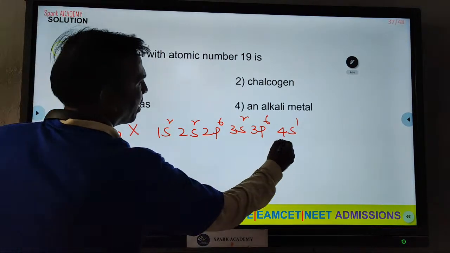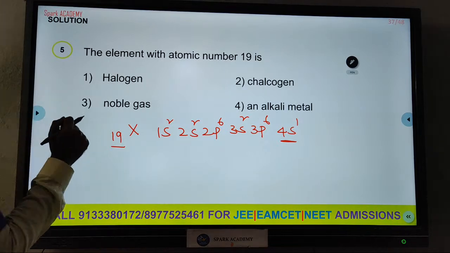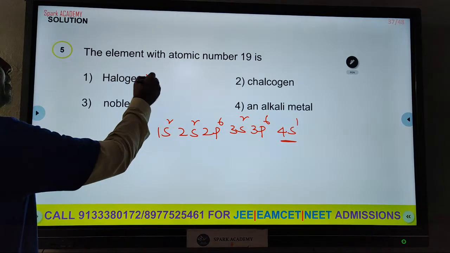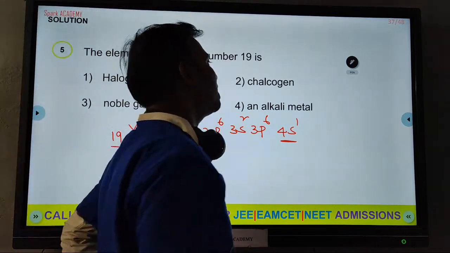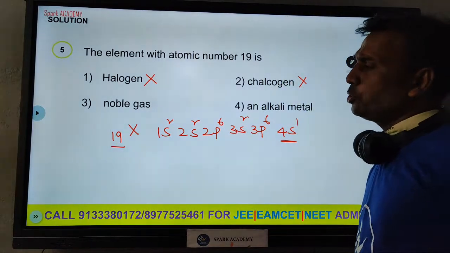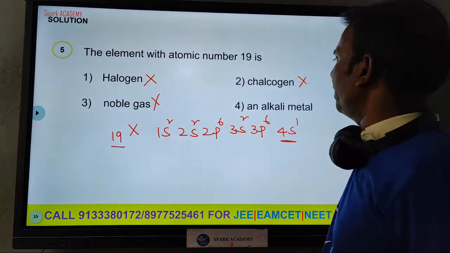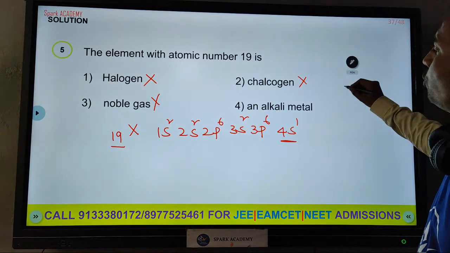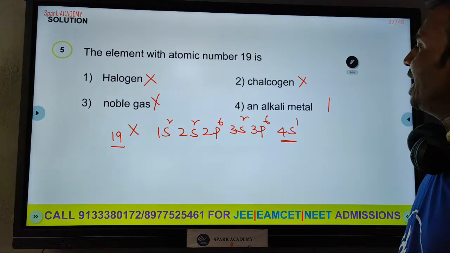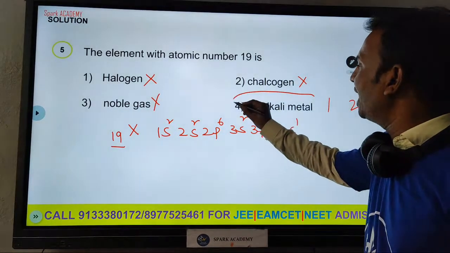The differentiating electron enters the s subshell, so it is an s-block element. Is it a halogen? No, it is an s-block element; a halogen is a p-block element. Is it a chalcogen? No, because chalcogen is also a p-block element. Is it a noble gas? Wrong, it is not a p-block element. So it is an s-block element. The s-block elements are divided into two: valency electron 1 are alkali metals, and valency electrons 2 are alkaline earth metals. So the answer is an alkali metal.